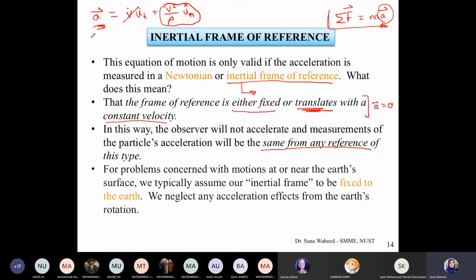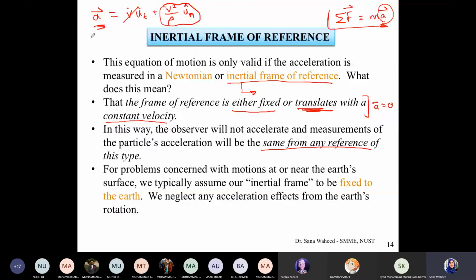Now, even though I know and you know that the Earth is rotating, we assume that the rotation of the Earth is actually at such a small acceleration that we can ignore it. So that's why we just assume that Earth is the inertial frame of reference.